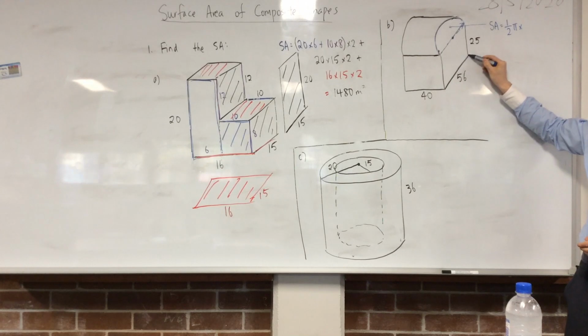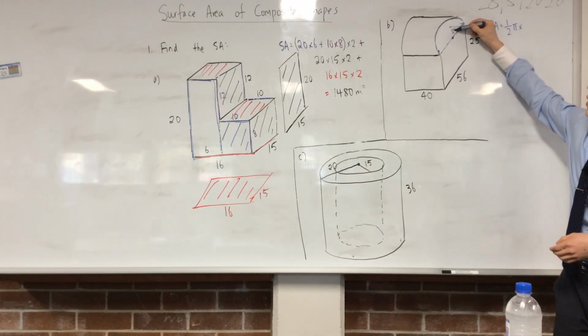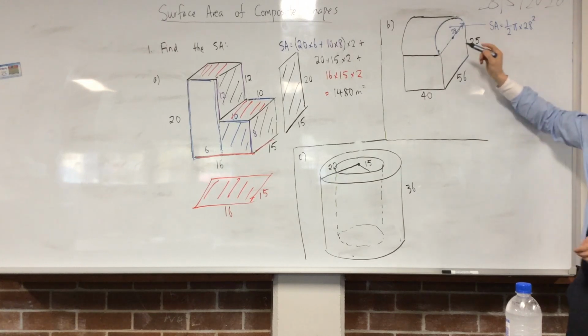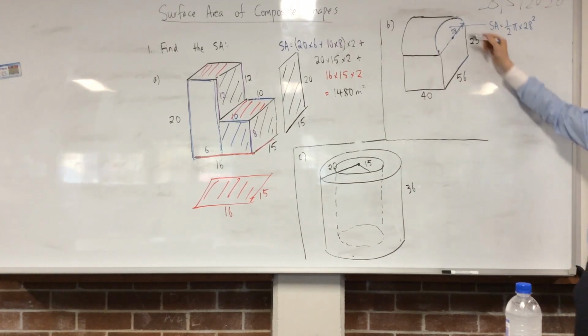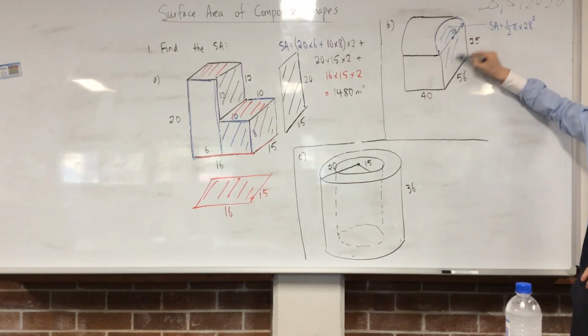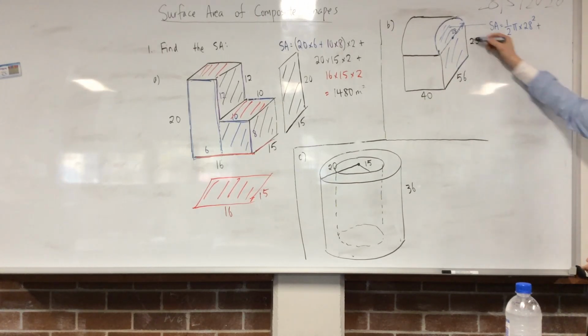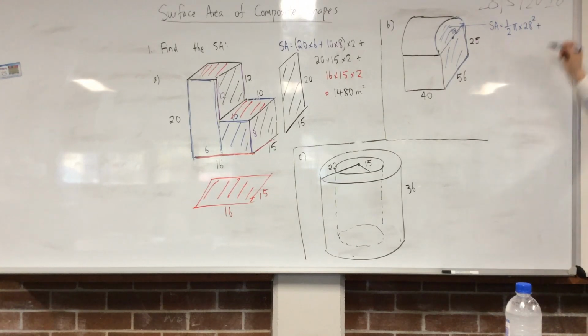Yeah, half of 56 is 28. 28 squared, don't forget the squared. Okay, I'm not going to times by 2 yet. I want to find the area of this and the rectangle put together, then times by 2. All right? Plus the area of the rectangle is obviously 25 times 56.